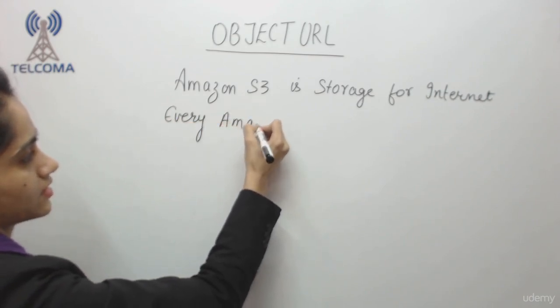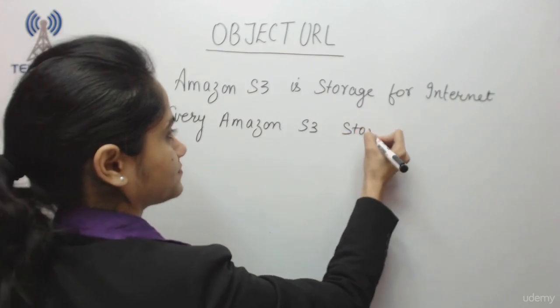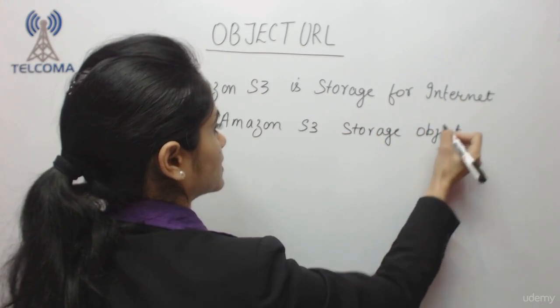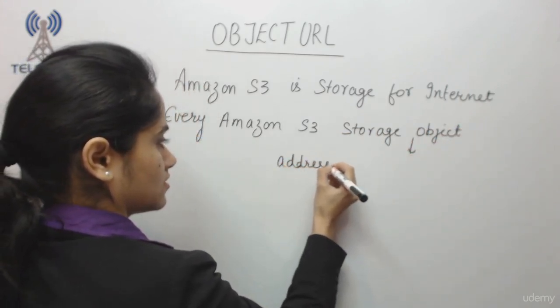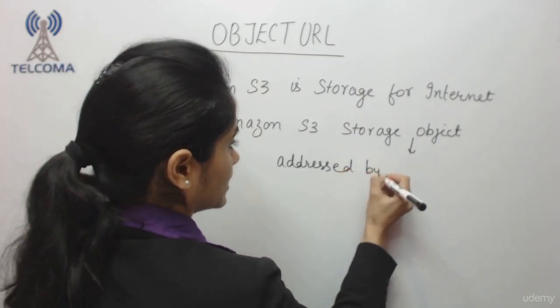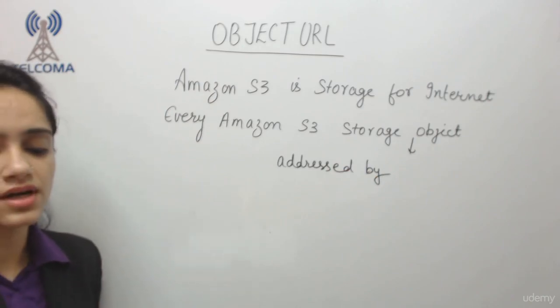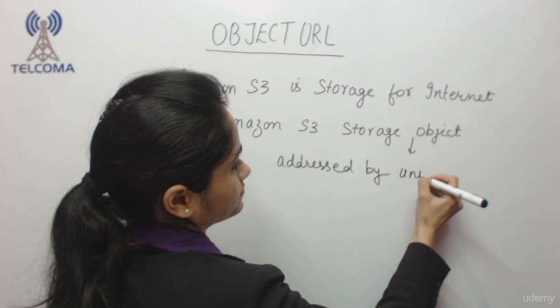Every Amazon S3 storage object is being addressed by a URL. That means how do we address the object which stores our data? It is addressed by a unique URL.